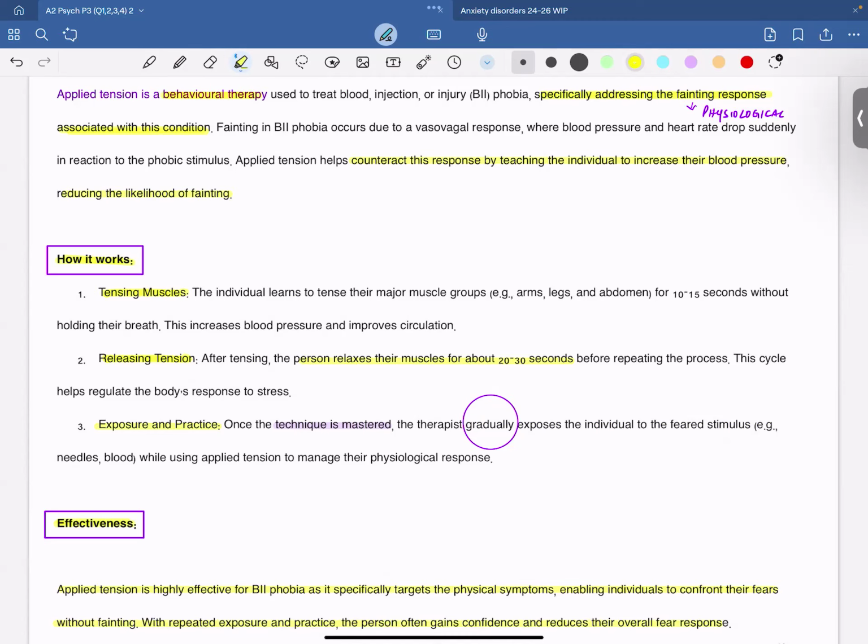Now, I hope this quick little revision helped you recall what applied tension was. And if you were someone who did not know about this at all, I think the content that you all see on the screen is again helpful.